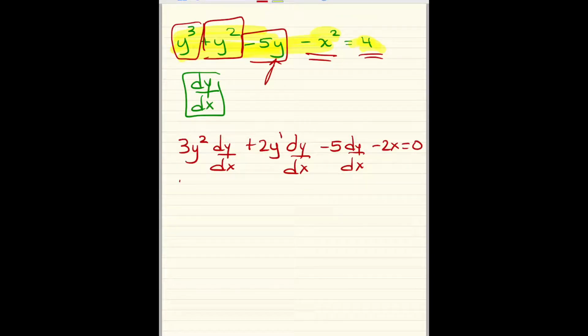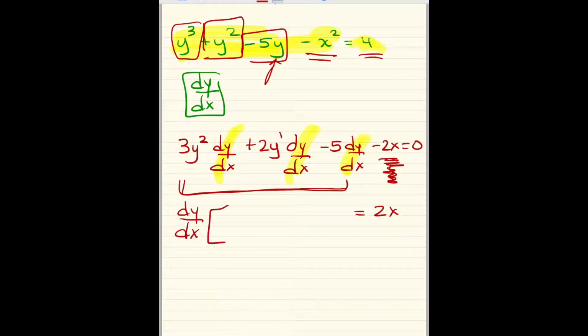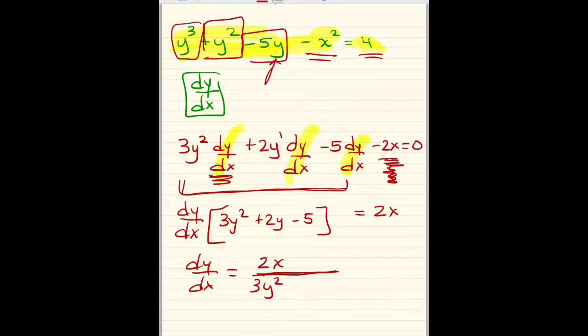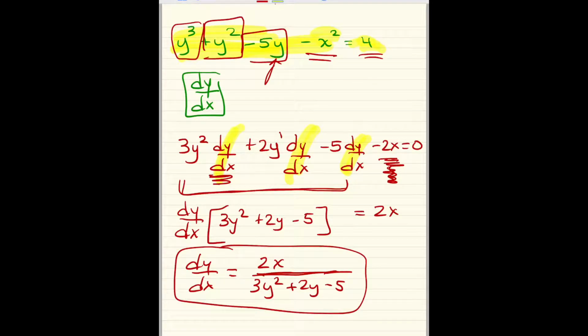Now, these right here all have dy/dx, and this one right here does not. So I'm going to bring it over to the other side of the equal sign, and I'm going to factor out a dy/dx because each case has a dy/dx, and we need to isolate dy/dx to solve for it. When I factor out a dy/dx, I'm left with 3y squared plus 2y minus 5. Now I'm just going to divide, and I get 2x over 3y squared plus 2y minus 5. And that's how we solve this problem.